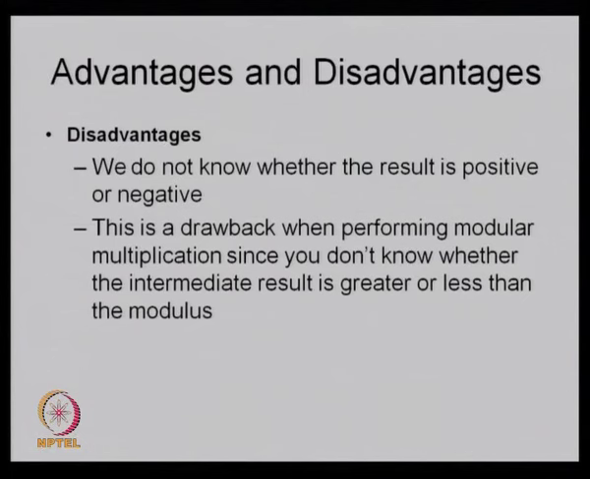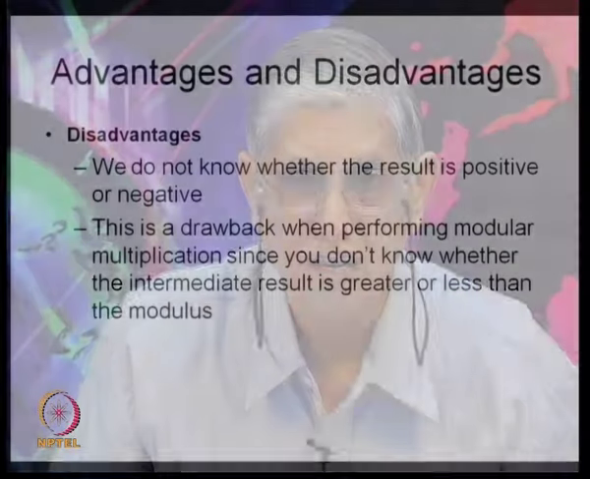Of course, the disadvantage is that we do not know whether the result is positive or negative, no sign digits. This is a drawback when performing modular multiplication, since you do not know whether the intermediate result is greater or less than the modulus. Okay.